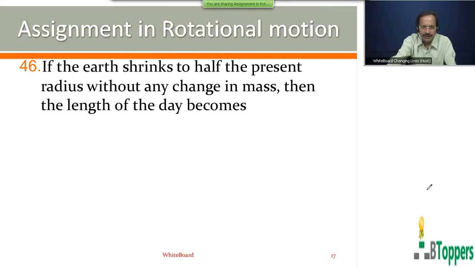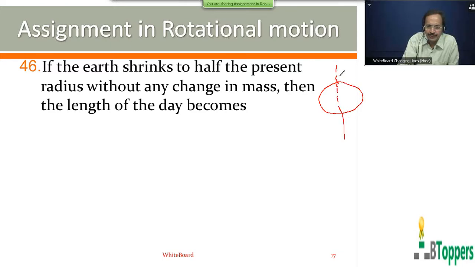That sinks to half the present radius without any change in mass. Then the length of the day becomes. The length of the day is nothing but the time period of rotation of the earth about the axis passing through its geographic poles.